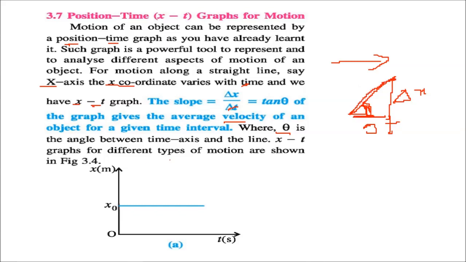So this xt graph we have for different types of motion. For example, you see this is time and this is x, meaning distance. Now here some distance is there, x0. With time, this distance is not changing. That means the object is at rest.